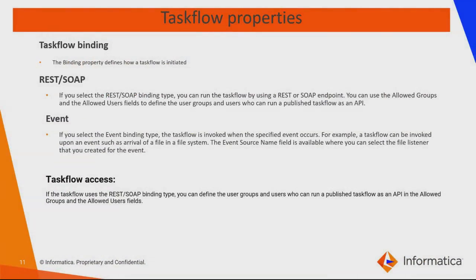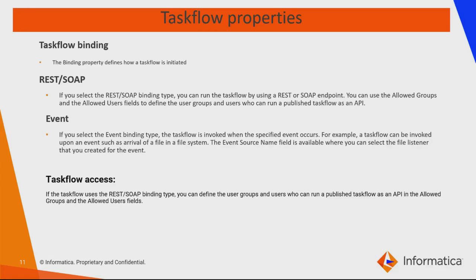Task flow properties. Task flow binding. So we have a lot of task flow properties that help you to configure your task flow. The first one is task flow binding. Task flow binding helps you to tell how your task flow will be initiated.